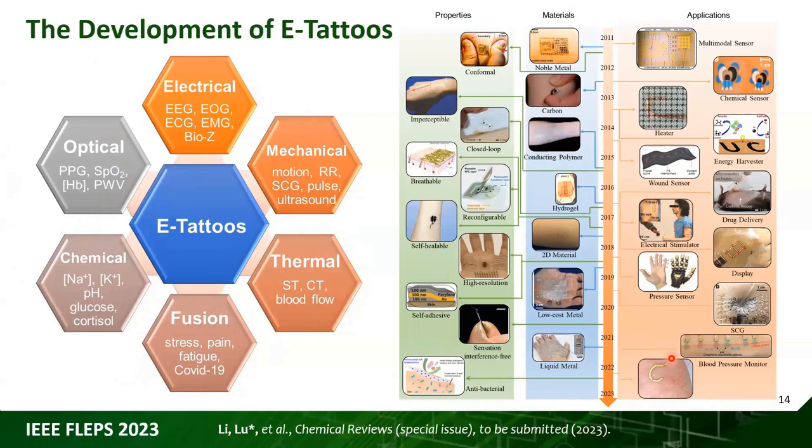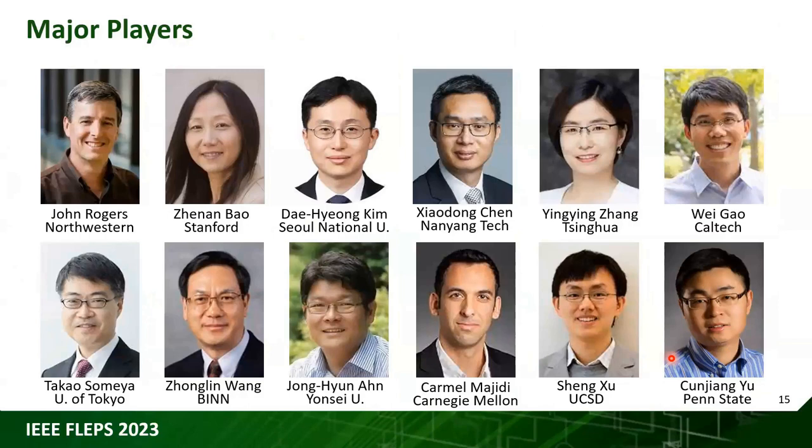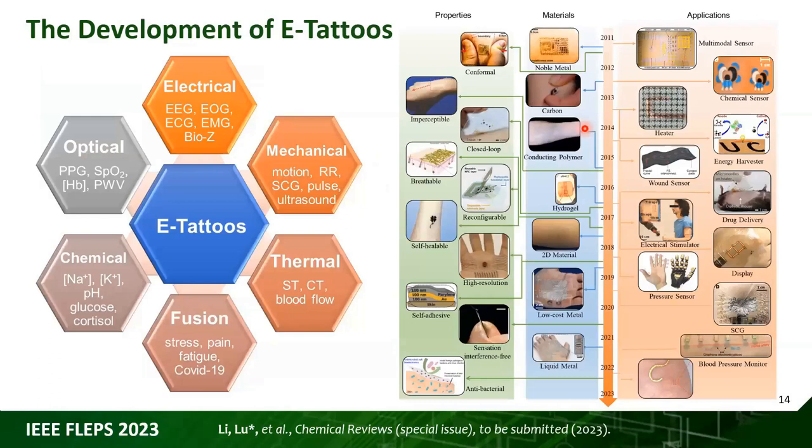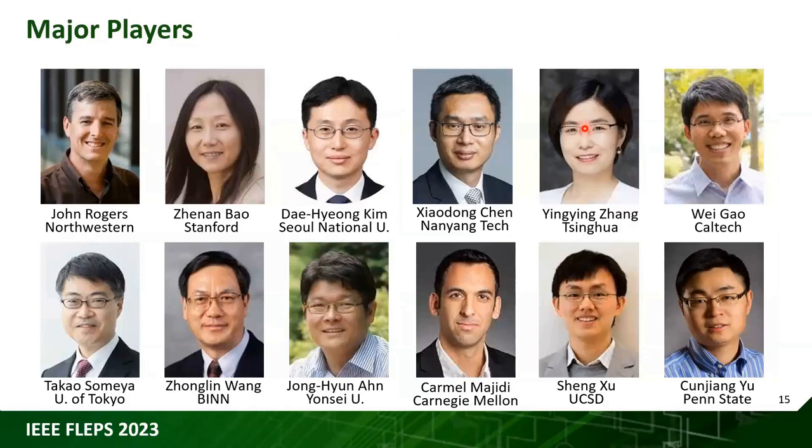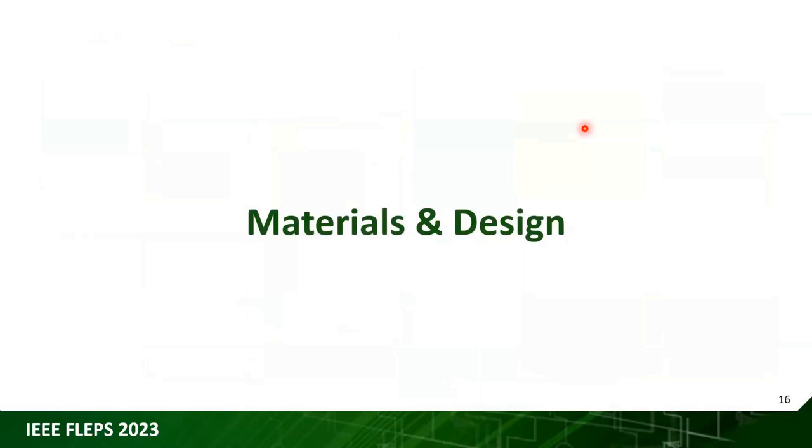I just want to highlight a few big contributors in this field. Of course, this is not an exhaustive list. This is just trying to recognize that we have so many wonderful researchers contributing to this field, and that's how we could achieve this kind of progress after 12 years. They are all over the world, and some of them are here, and we want to thank them for pushing the frontier of e-tattoos. So that's an overview, which hopefully gives you some sense of what e-tattoos are, and the properties and goals we are trying to achieve. Next, I want to go through the individual topics, but feel free to ask.